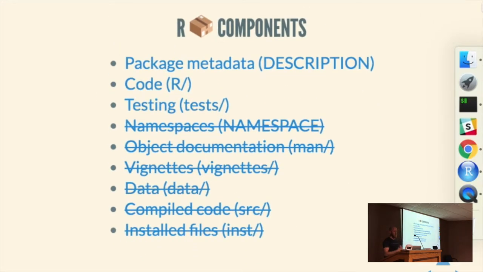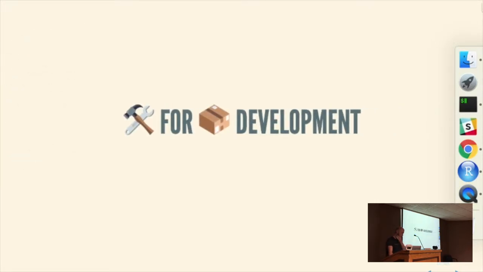And in fact, for most packages, you don't really have to worry about any of the things on the bottom half of this slide. You basically only have to worry about three things: the description file, which contains your package metadata, the R code itself, and tests. You don't have to worry about namespaces or documentation. All of that's handled in your R code. You can have vignettes, but they're not required, and the same is true for these other things. So that's how an R package is structured.